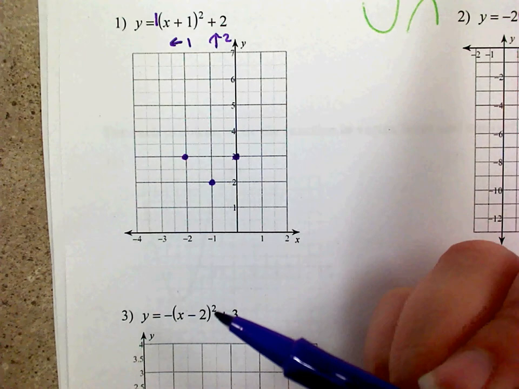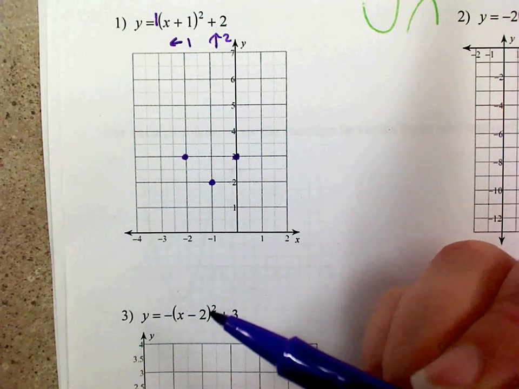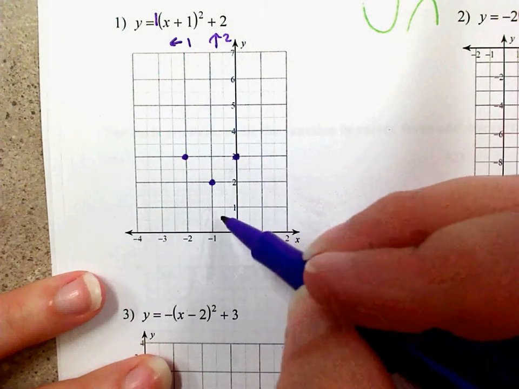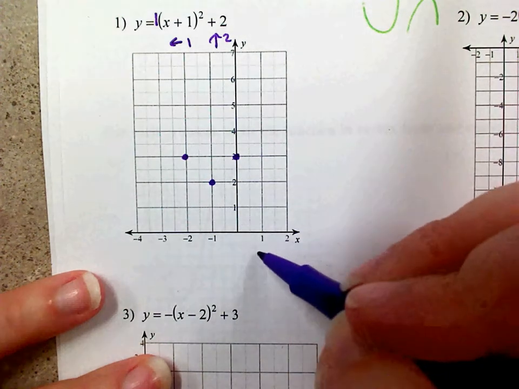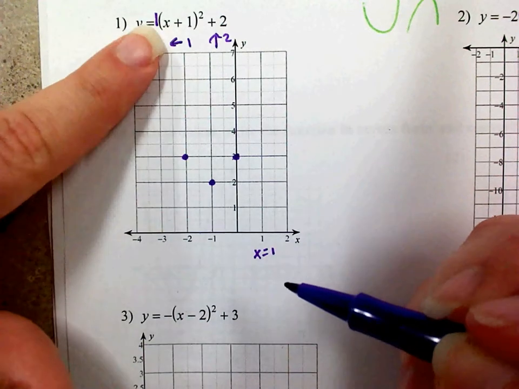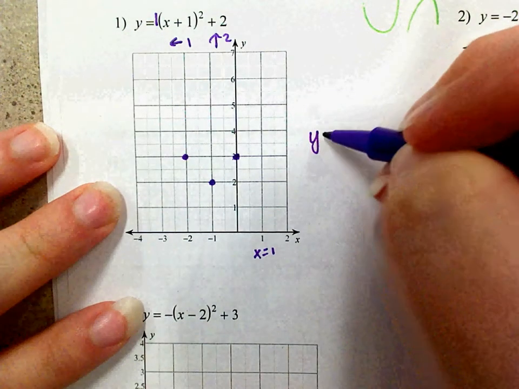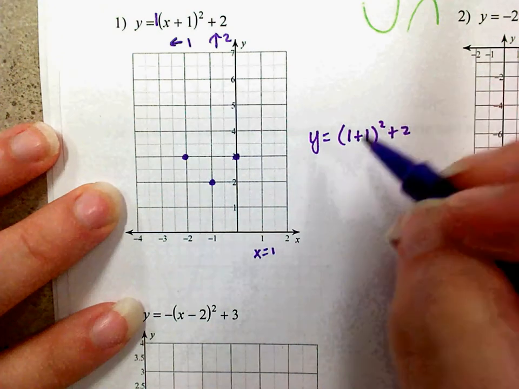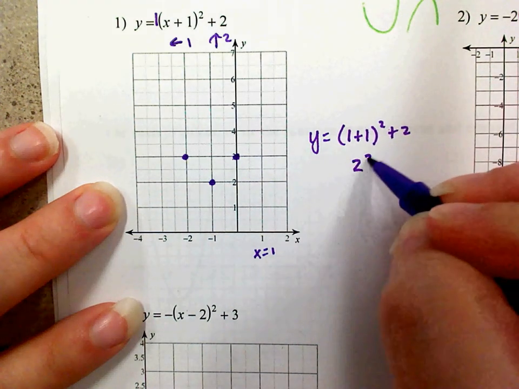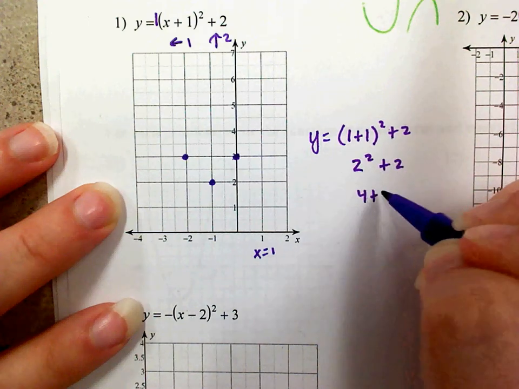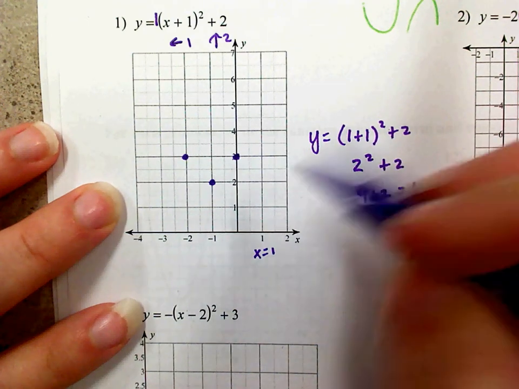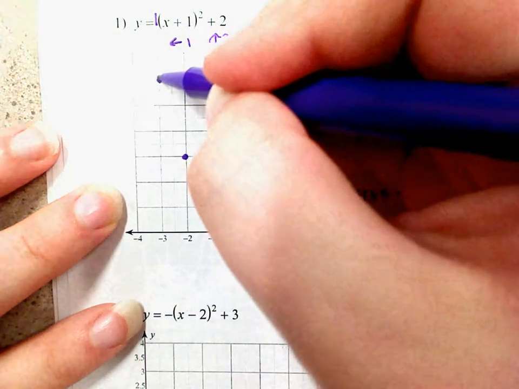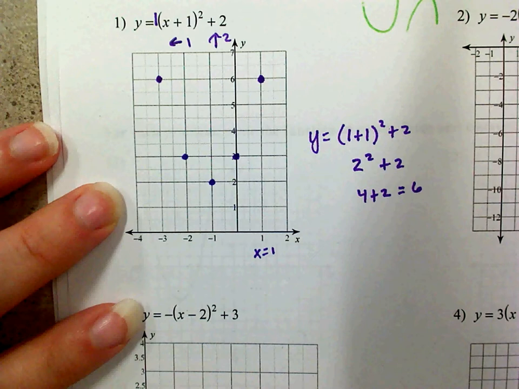How many points did I say that I want on your graphs? I want 5, so I want 1 more. Well, we got that one. We got those 2. I'm going to go 1 more to the right at x equals 1. And I'm going to plug in x equals 1 into the function. So y equals 1 plus 1 squared plus 2. 1 plus 1 is 2, 2 squared is 4, and 4 plus 2 is 6. So that means when x equals 1, y equals 6. So if it's symmetrical, that means it's also true over there, and I can sketch my graph.